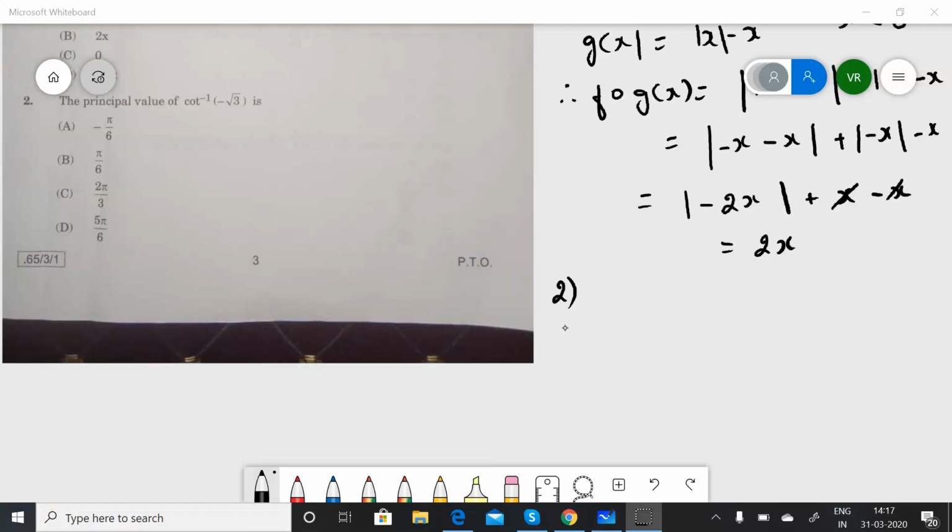Second question, find the principal value of cot inverse of minus root 3. Cot inverse of minus root 3 can be written as pi minus pi by 6, which is equal to 5 pi by 6. Hence, option D is correct.